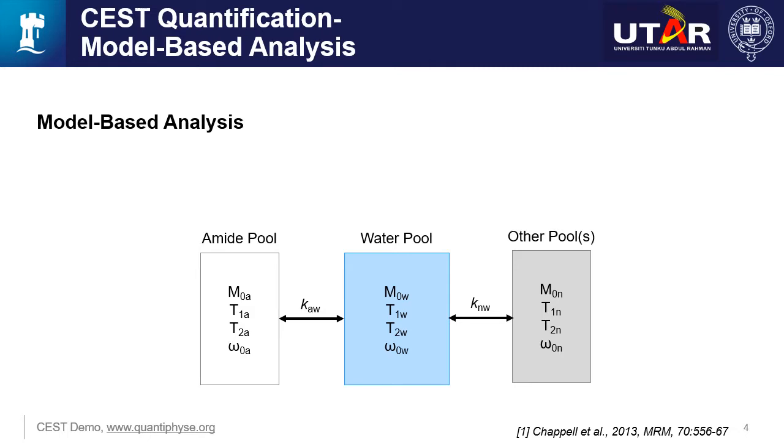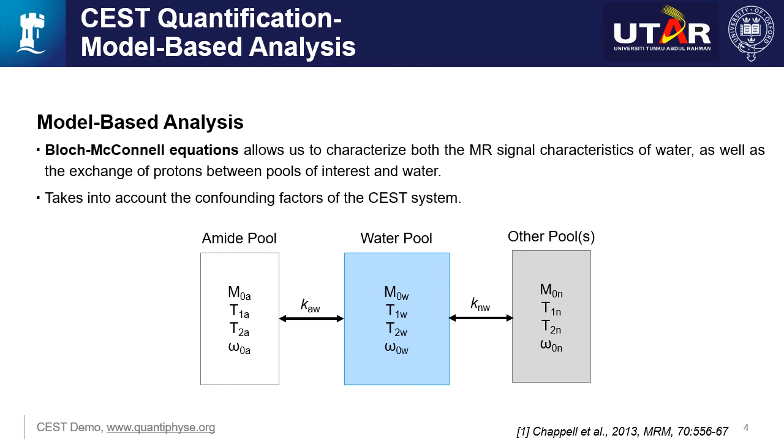Okay, so once we acquire our CEST data, how do we go about quantifying the CEST effect? So there are actually a number of ways that we can do this, and one of those ways is by using model-based analysis. So basically, model-based analysis makes use of the Bloch-McConnell equations in order to model the underlying CEST processes of the system that we're investigating. And this allows us to characterize both the signal characteristics of water, as well as the exchange of protons between the pools of interest and the water pool.